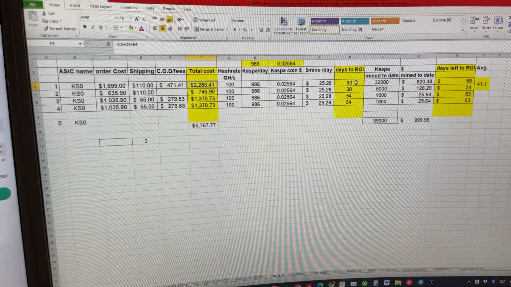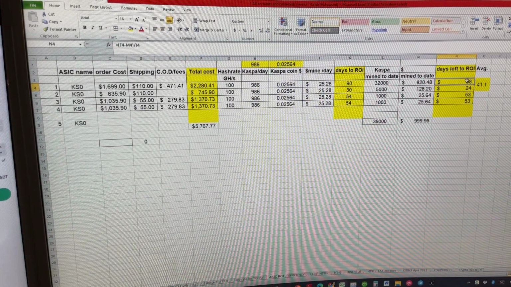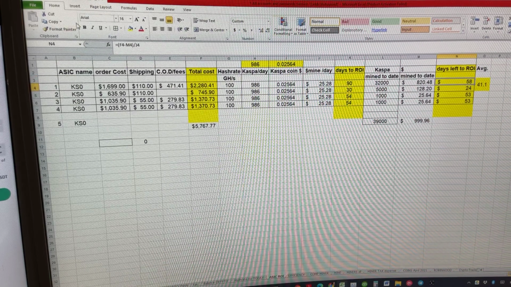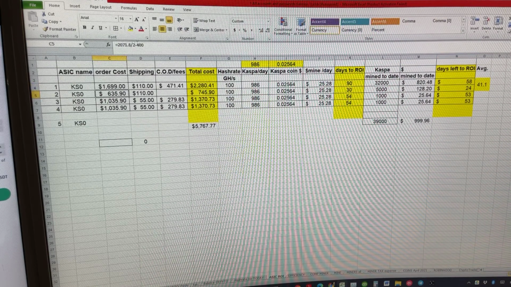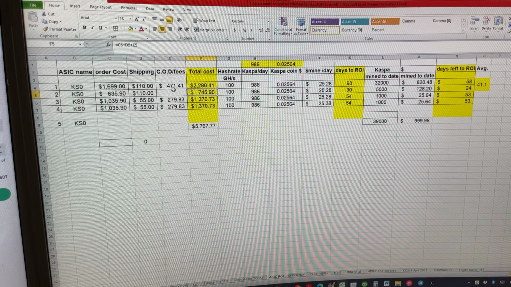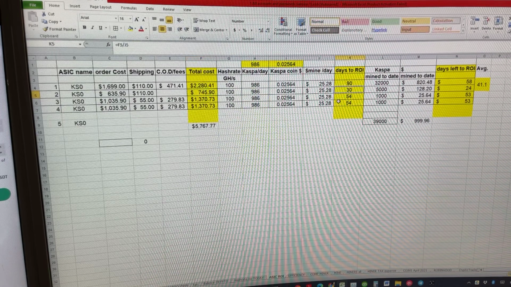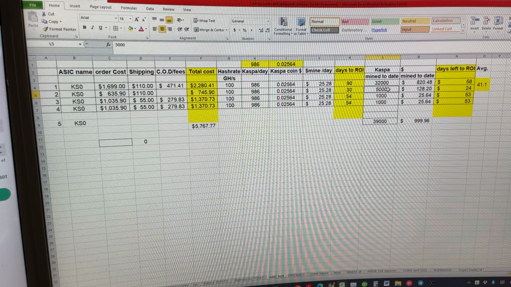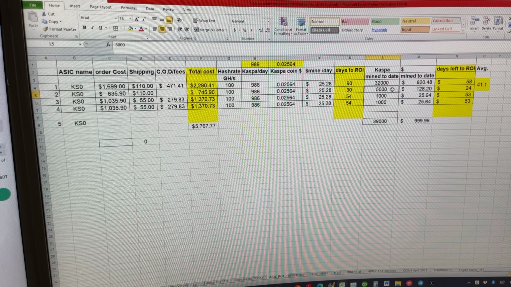Okay, let's go to the second one. My second miner was actually discounted $400 less, so I spent 635 plus 110, total 745.90, and because it was reported under the 400 discount, there was no customs fee, so it was just delivered quickly. If I buy it today, the ROI would be 30 days, only 1 month. But I already mined for 5 days, around 5,000 Kaspa, around 1,000 Kaspa a day, and what's left is 24 days for this miner. So this is much better than the first one.